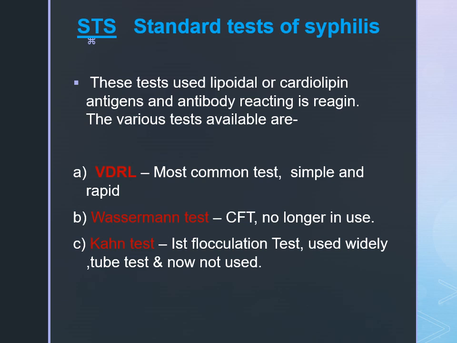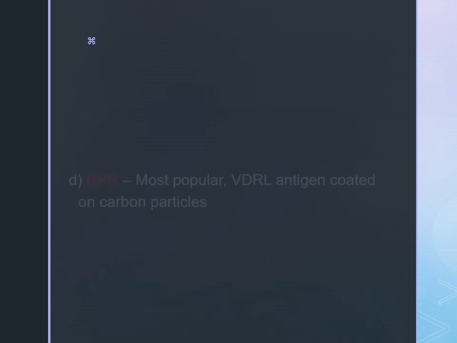The most common test we do is VDRL, which is very simple and rapid. The Wassermann test was done in the past and is based on the principle of complement fixation test, but it is no longer in use. The second test was the Kahn test, the first flocculation test that was widely used, a tube test, but it is not being used now. So both Wassermann and Kahn are not used. Now what is used is the VDRL.